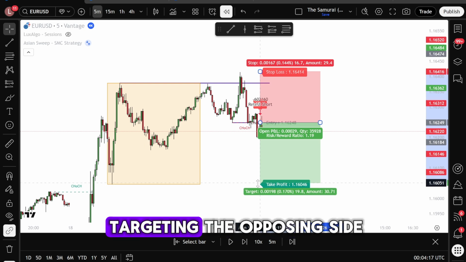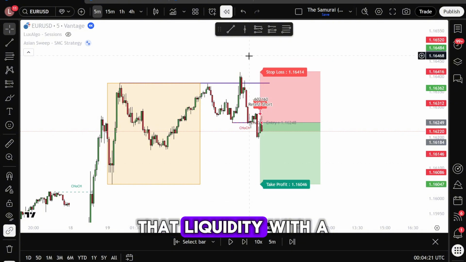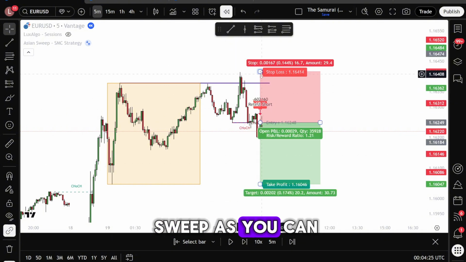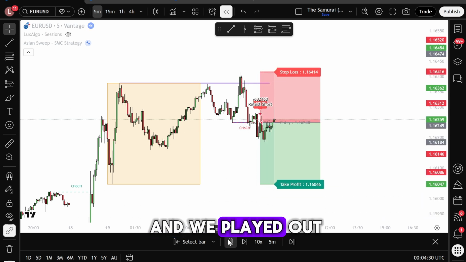And then I was targeting the opposing side of liquidity like so, with a stop loss on the previous predominant high. So that was the high that formed our sweep, as you can see there. And then literally there was a 1.21R and we played out the trade.